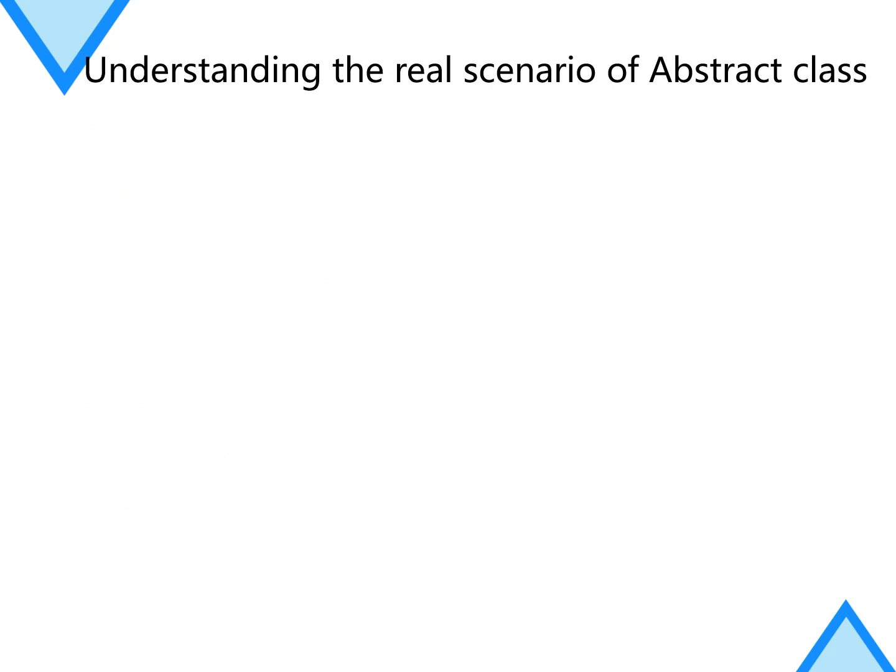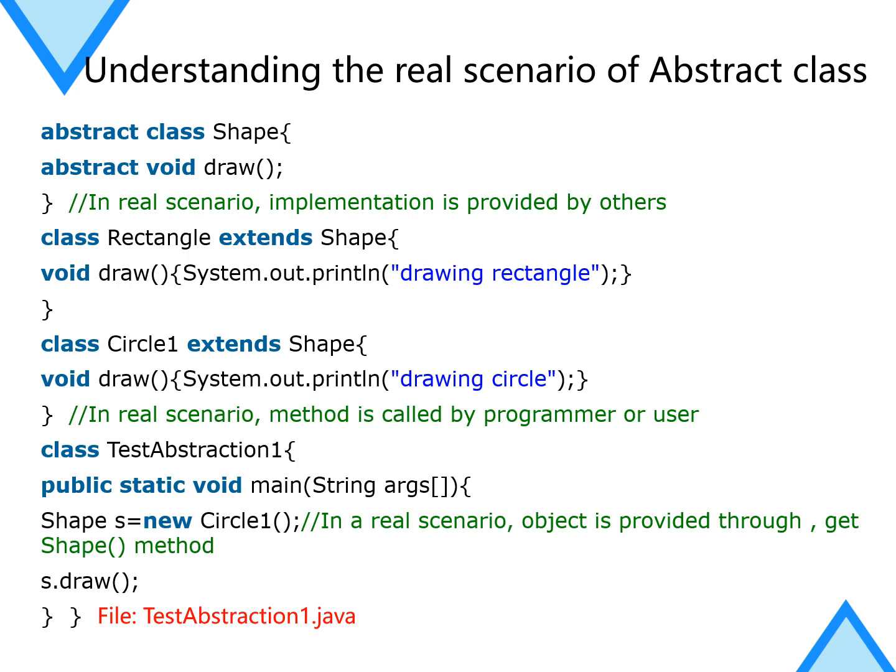Let's see a more real world example of the abstract class. Here we have a class shape, and the shape class is an abstract class. It does not have any implementation, only the definition of the method draw is given here. So draw is an abstract method, and we are not going to implement this method in the shape class, but instead we will implement it in one of the subclasses.